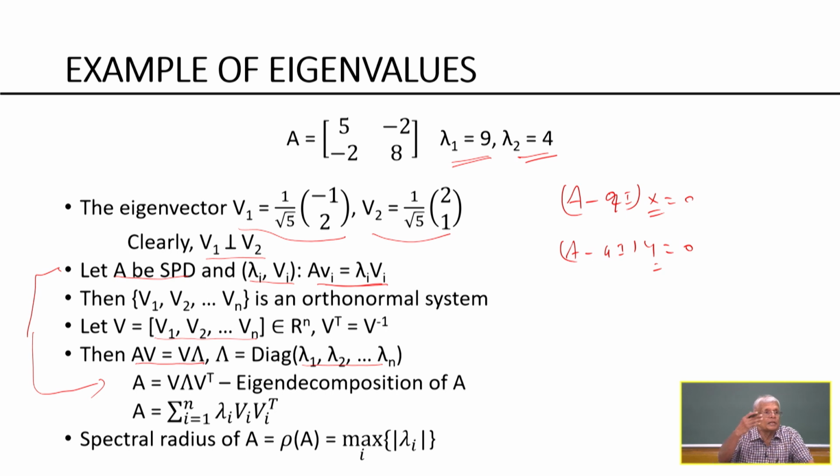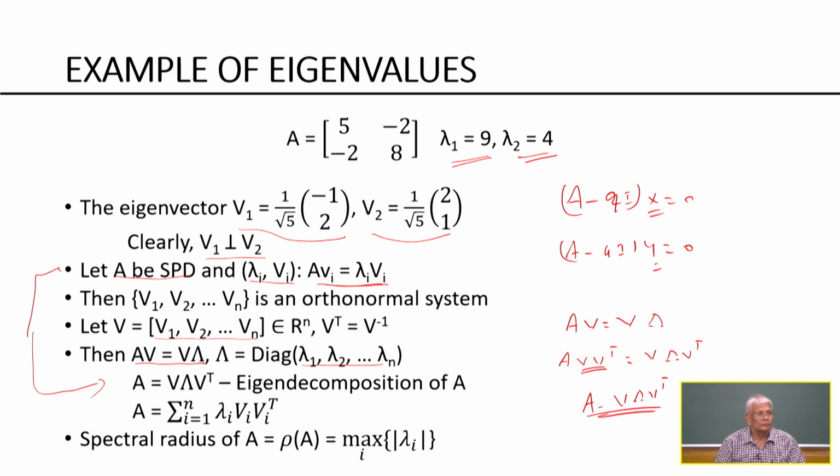And when the matrix is symmetric and positive definite, the eigenvectors are orthogonal. That's a property. I have verified it. I didn't prove it, but verified it. Therefore, if I multiply AV is equal to V lambda on the right by V transpose, I get V lambda V transpose, but V V transpose is identity because V is an orthogonal matrix. So A is equal to V lambda V transpose.